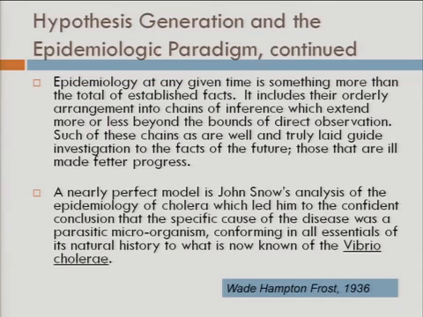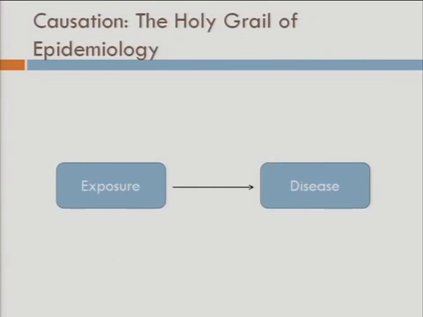Okay. So which led him to the confident conclusion that a specific cause of disease was a parasitic microorganism, conforming in all the essentials of its natural history to what is now known as cholera, Vibrio cholerae. Now, you haven't had the causal lecture yet; we're going to talk about that later in the course. But basically, the holy grail of epidemiology is to prove causation, that some exposure leads to or prevents disease.